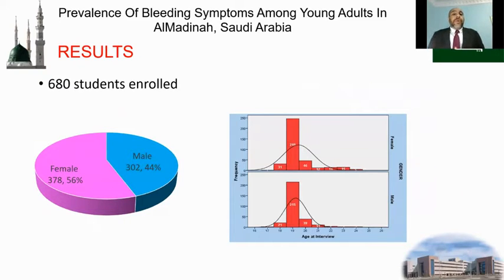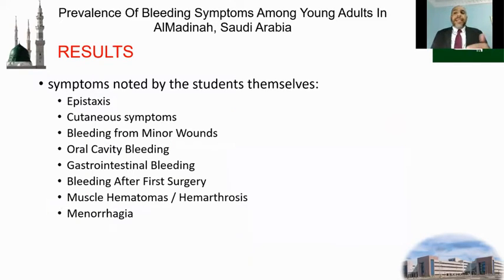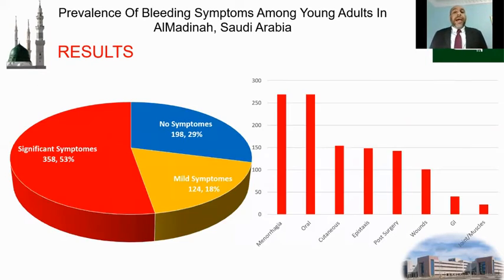680 students were enrolled in this study. 56% of them are females, and 44% are males. Mainly the age was 19 years. And these are the symptoms we are analyzing: skin, epistaxis, oral, menorrhagia, and other types of symptoms, which I'm going to analyze soon.